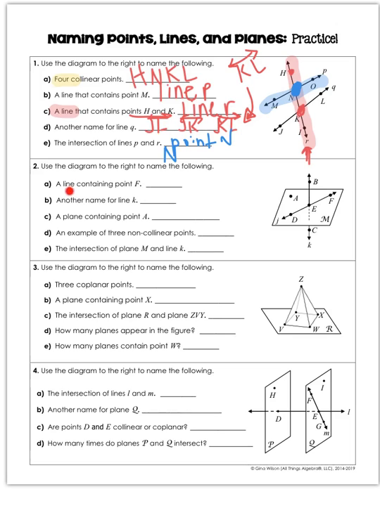So the first one says a line containing point F. I know I need to find point F. So I'm going to go ahead and highlight point F. And I need to find the line that contains it. So if I go back to point F and I find this line, the name of this line I see is this little J over here. So for this next one, it's line J.